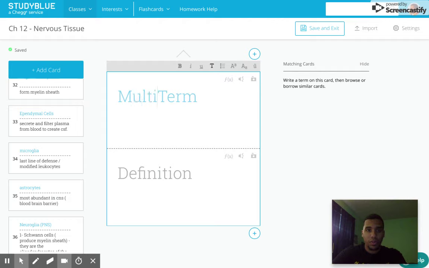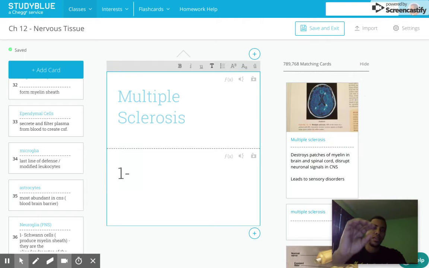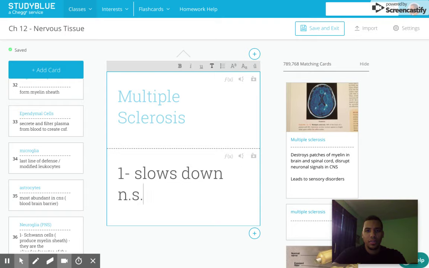So for multiple sclerosis, again, we're studying this together. I'm not a professional here. We're just pretty much going over things. So number one, we need to know that it is a demyelinating disease. That means that your myelin sheath is being affected. Knowing that the myelin sheath is what accelerates the nerve impulse, the action potential, slowing that down means that you'll have a slower nervous system.